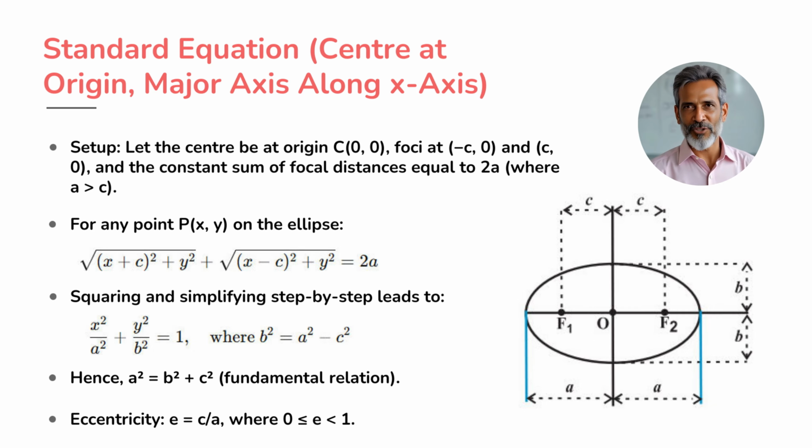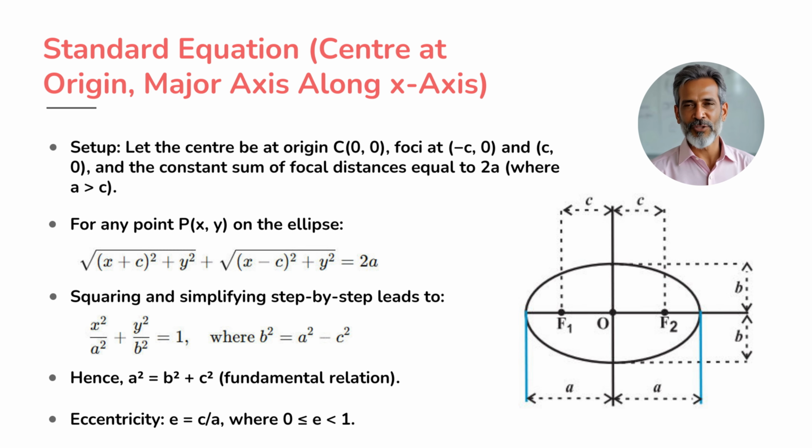That's our starting equation. After some algebraic work, yes, a bit of squaring and simplifying, we arrive at the famous standard equation: x squared by a squared plus y squared by b squared equals 1. And here's the special relationship between the parameters: b squared equals a squared minus c squared.